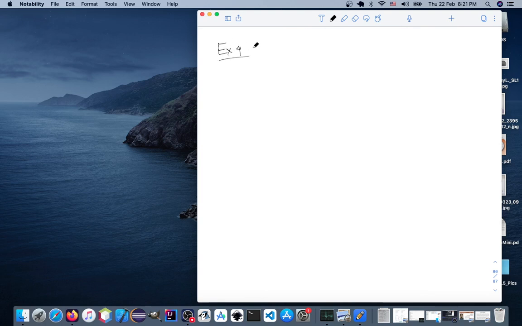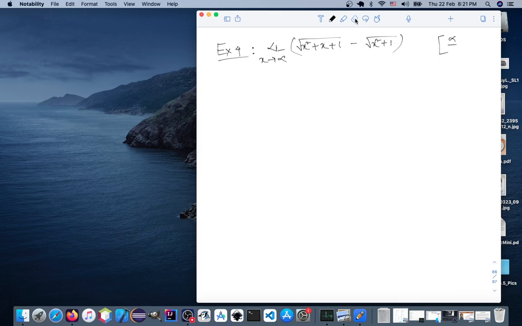Example 4 says limit x tending to infinity root over x square plus x plus 1 minus root over x square plus 1. So we have only a single term and x is tending to infinity. So we are having the form infinity minus infinity.